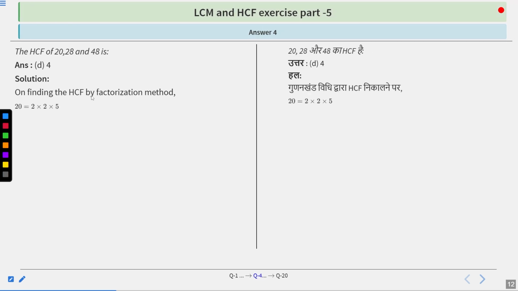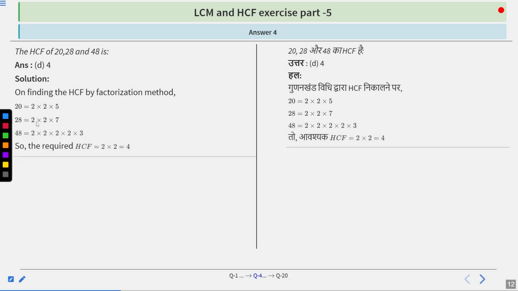So to find the HCF, we can use the factorization method. Factors of 20 are 2 into 2 into 5. Factors of 28 are 2 into 2 into 7. And factors of 48 are 2 into 2 into 2 into 3. So the required HCF is, we will look for the number which is present in all the factors. So 2 is present everywhere, and the least power is 2 square.